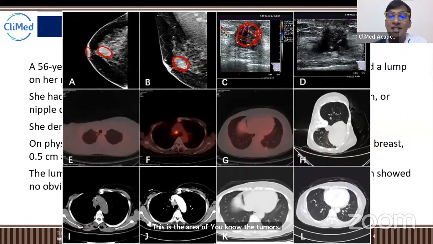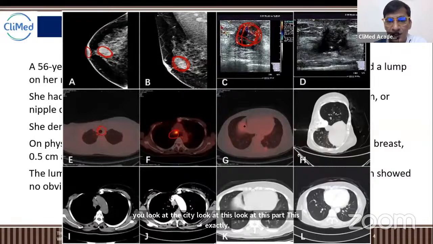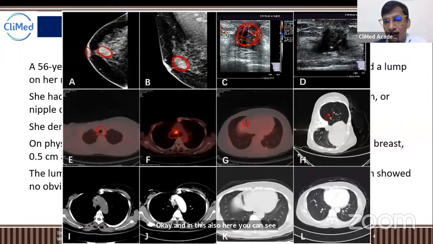And now if you look at the CT scan, we did the CT also. Look at this part, exactly here. In this also, you can see somewhere here. So there are multiple things you can see from different viewpoints. This is the CT, this is the mammogram. These are the mammogram images of the breast cancer in the right breast, right?